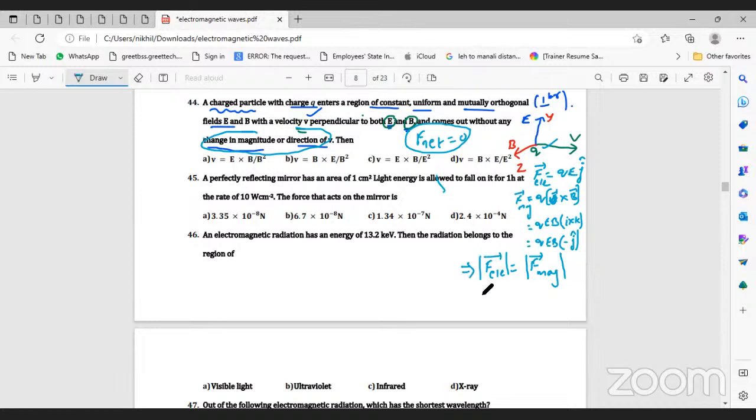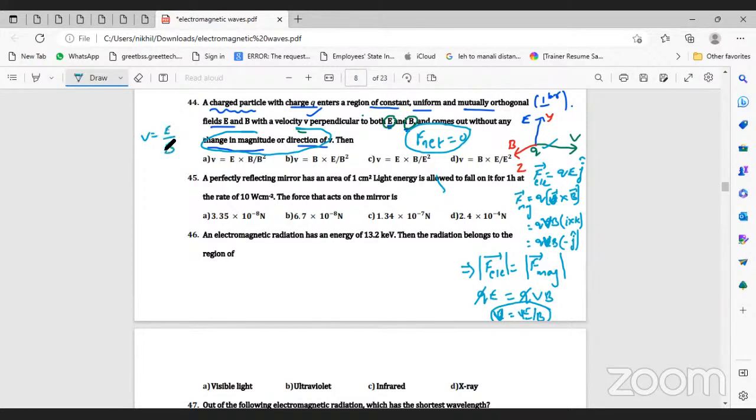What is the magnitude of electric force? QE. What is the magnitude of the magnetic force? It is QVB. So Q and Q will get cancelled out. So E is equal to VB, or you can say V is equal to E divided by B. So what is the velocity of the particle? It must be equal to the ratio of electric field to the magnetic field. So V must be equal to E by B.